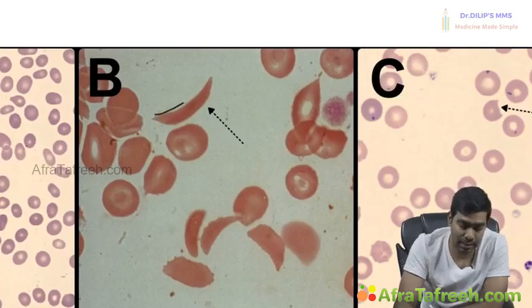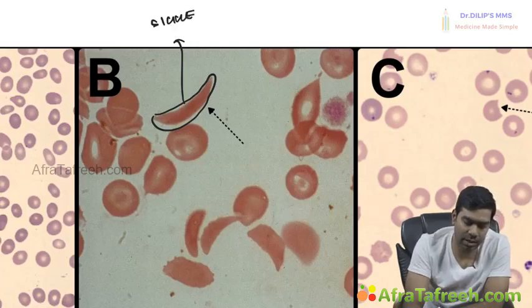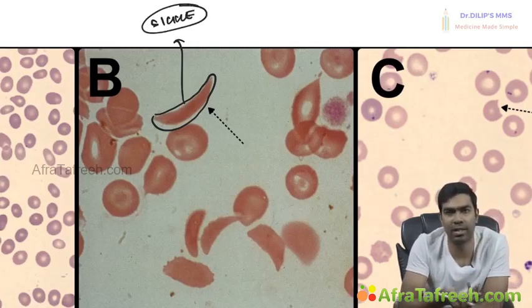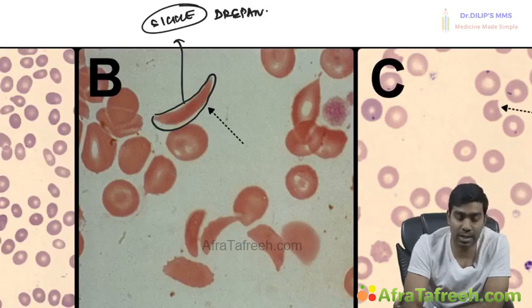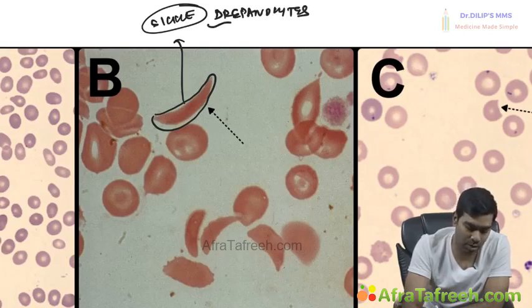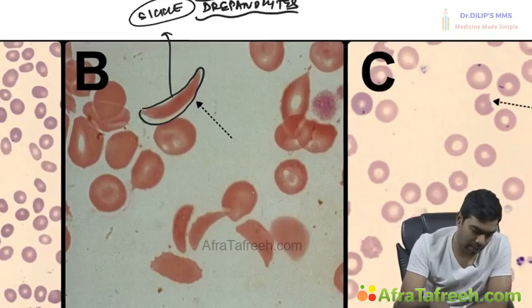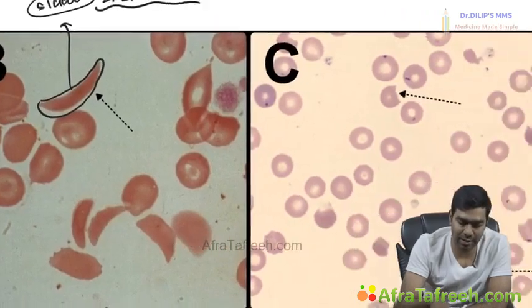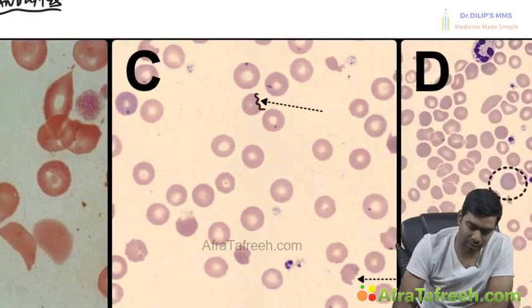What are these? It's very easy. You can see these are the sickle RBCs. These are sickle RBCs typically seen in sickle cell anemia or sickle cell trait. The other name for sickle RBCs is drepanocytes. Drepanocytes are the other name for sickle RBCs. So typically seen in sickle cell anemia or sickle cell trait. That's all. And number C, what you are going to see here is something called a fragmented RBC.